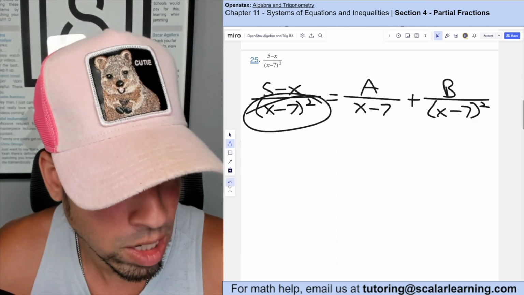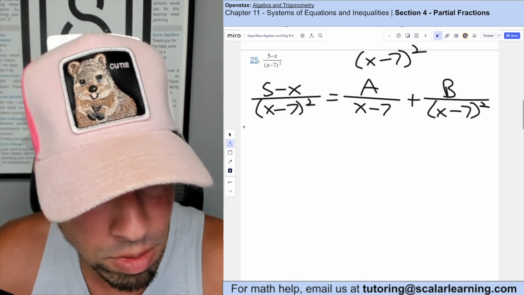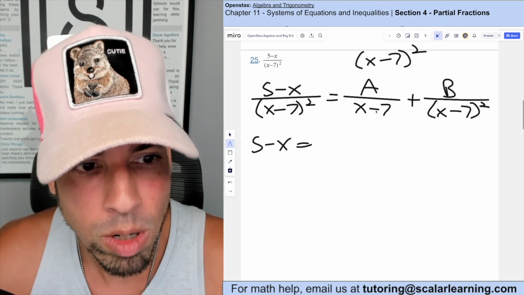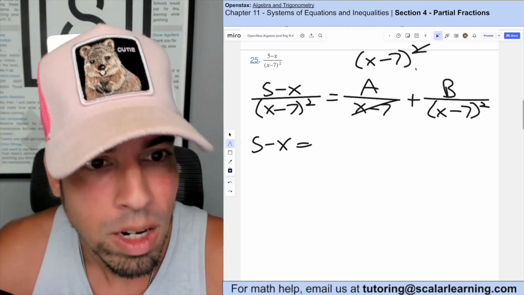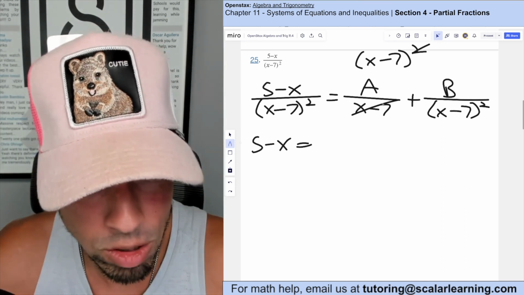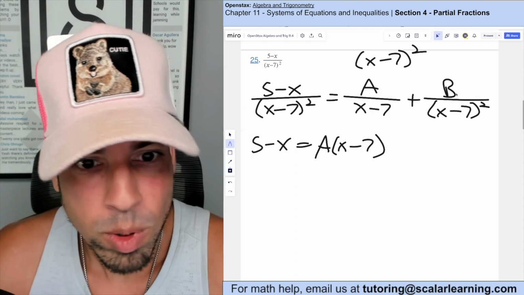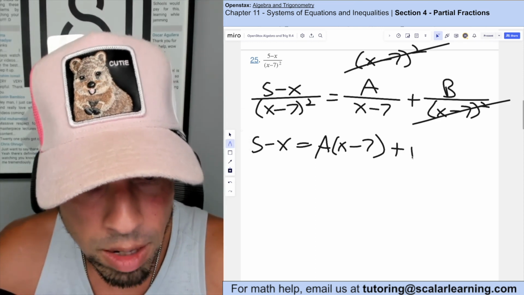Now we're going to multiply both sides by this denominator, (x - 7)^2. Of course, when we multiply the left side, it's going to cancel that out, and we got 5 - x over here. When I multiply it against A, this full term is going to cancel out. One of those is going to cancel out with x - 7, so we have A times (x - 7). And then we multiply it against B over (x - 7)^2. Those will cancel out completely, and we get just B.